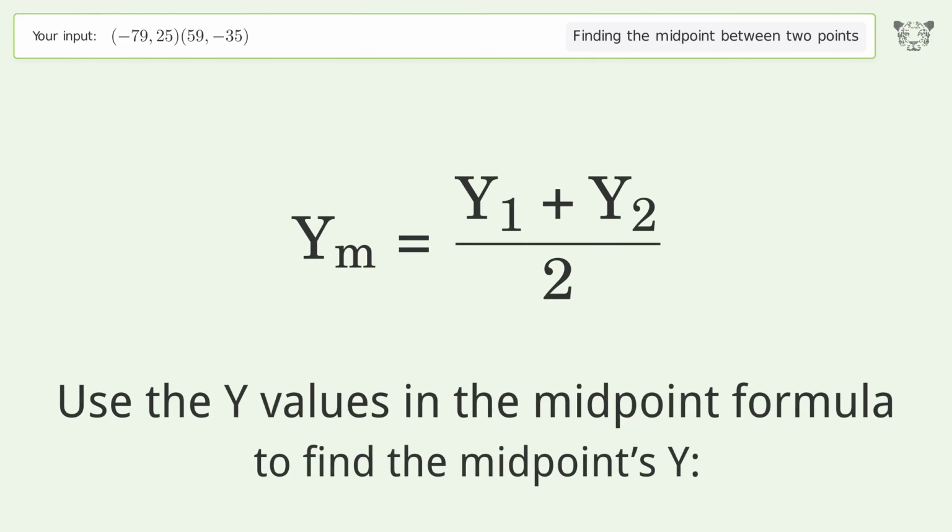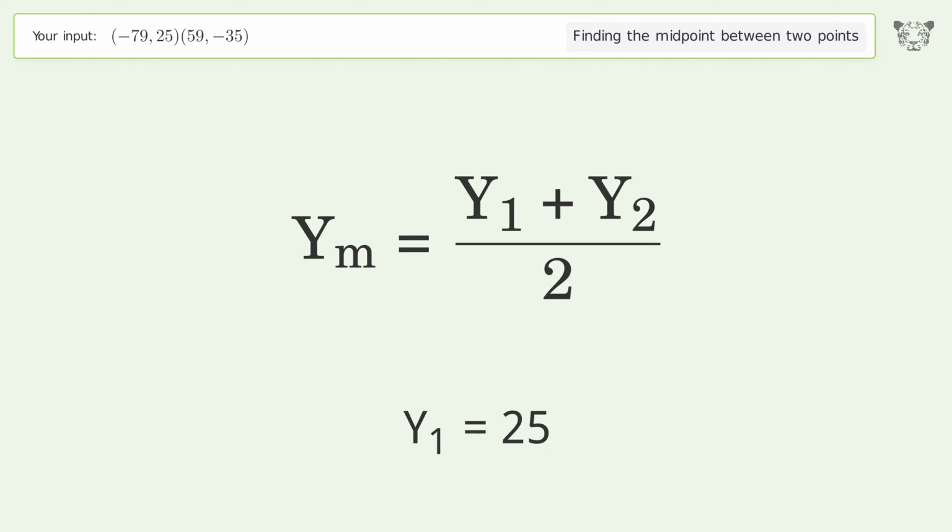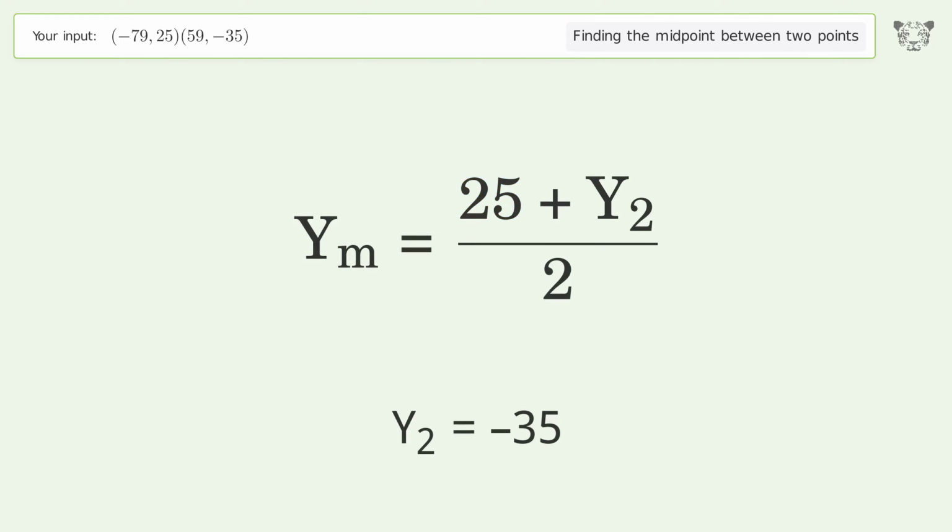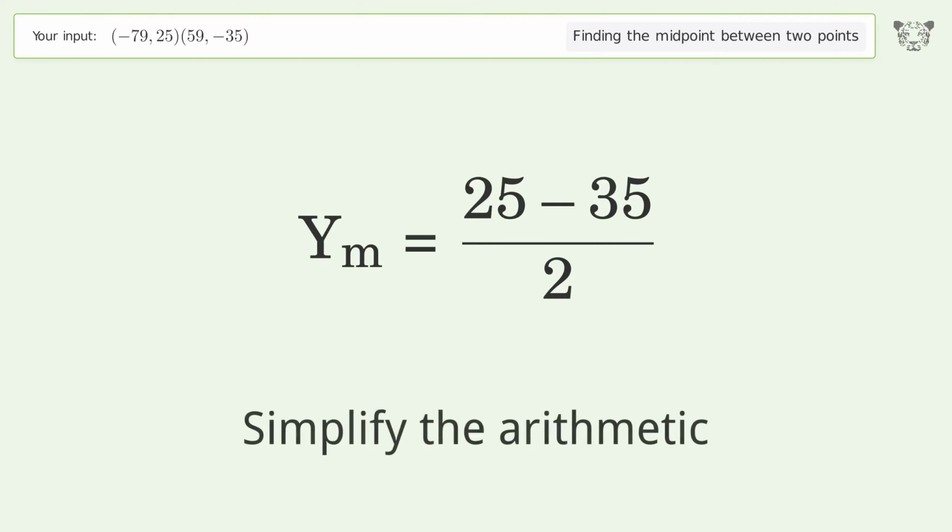Use the y values in the midpoint formula to find the midpoint's y. y1 equals 25. y2 equals -35. Simplify the arithmetic.